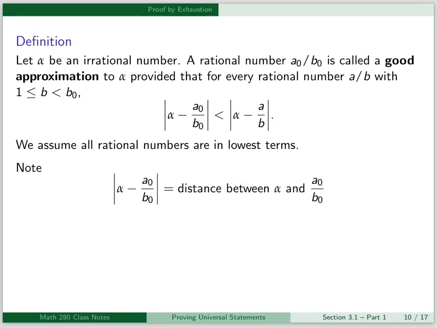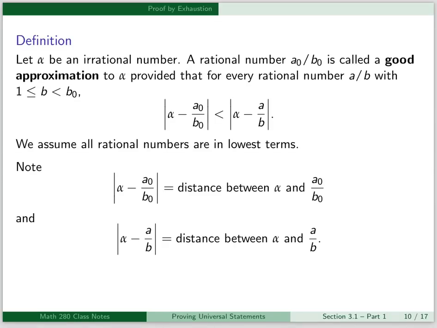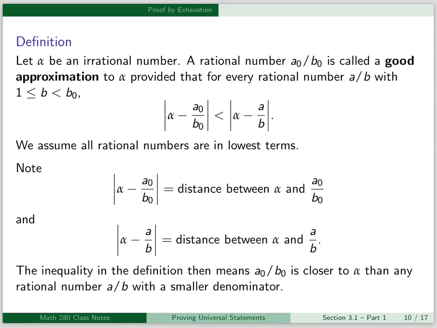Now note, the absolute value of alpha minus a naught over b naught is the distance between alpha and a naught over b naught on a number line. And the absolute value of alpha minus a over b will be the distance between alpha and a over b on a number line. The inequality in the definition then means that a naught over b naught is closer to alpha than any rational number a over b with a smaller denominator.